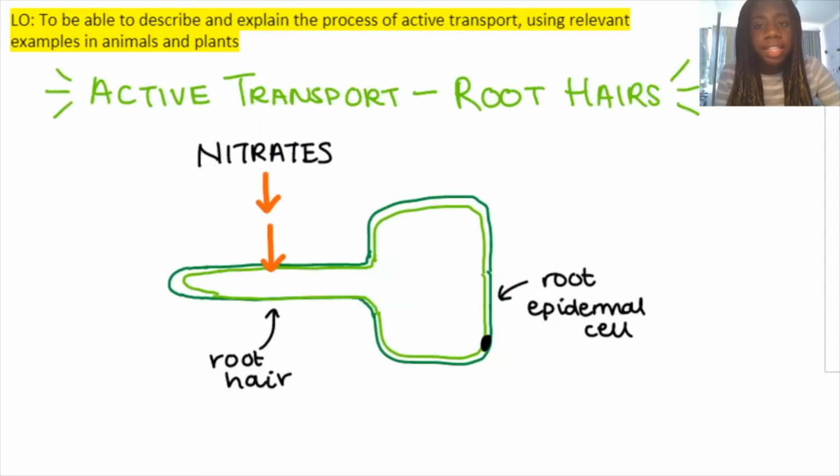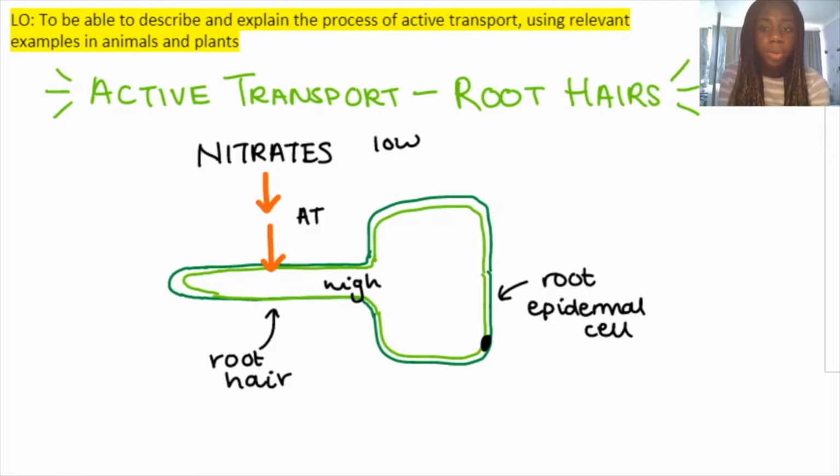A similar process occurs in the root hair cells of plants. As we can see on the diagram, we've got our root epidermal cell on the right and our root hair on the left. Within soil water, there's a very low concentration of nitrates in the soil and a higher concentration of nitrates within our root hair cell. However, we need to take up as many nitrates as possible, so we get active transport occurring when the nitrates move from the low concentration to the high concentration within the cell. And obviously, as this is active transport, it requires energy in the form of ATP.